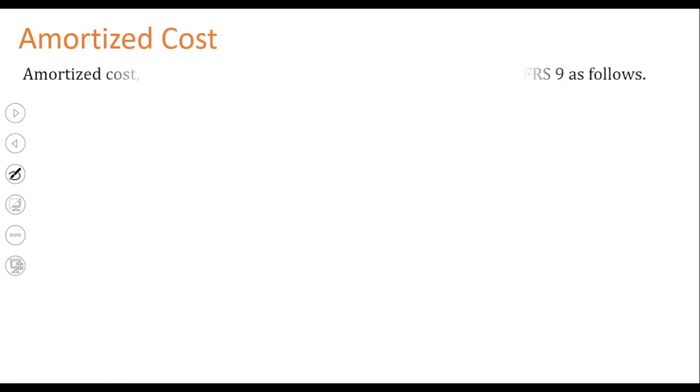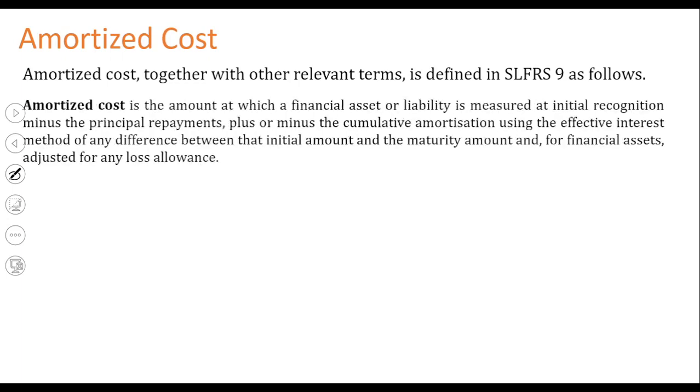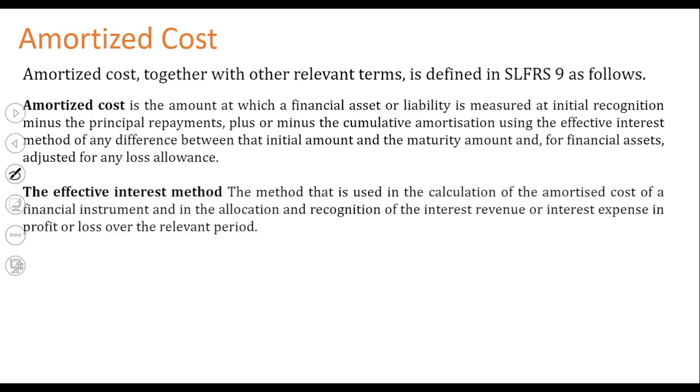Now we'll look at the definition of amortized cost. Amortized cost, together with the relevant terms, is defined in SLFRS 9 as follows. Amortized cost is the amount at which a financial asset or financial liability is measured at initial recognition minus principal repayment plus or minus the cumulative amortization using the effective interest method of any difference between the initial amount and the maturity amount, and for a financial asset, adjusted for any loss allowance.